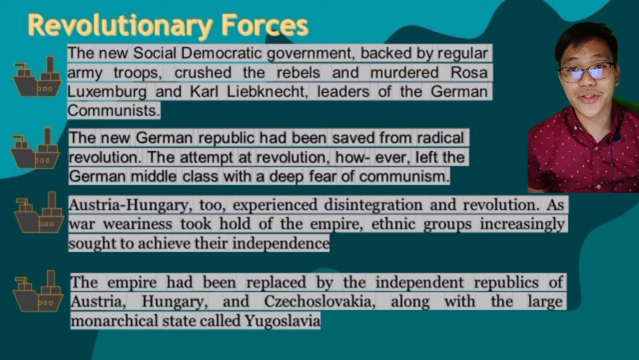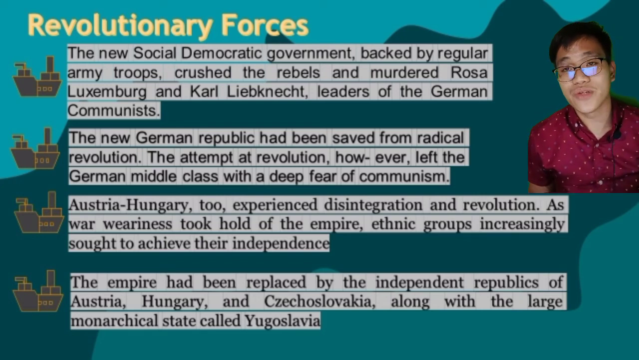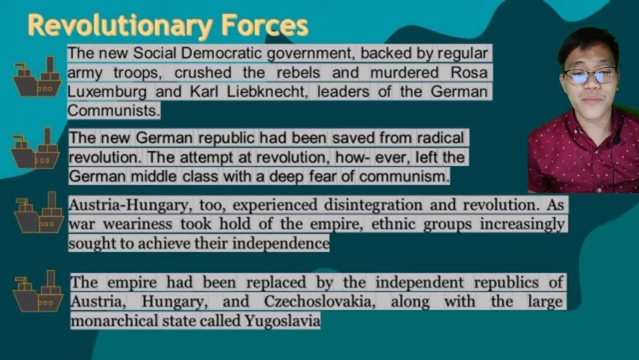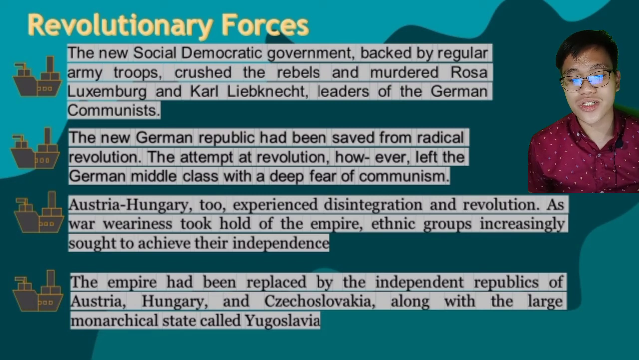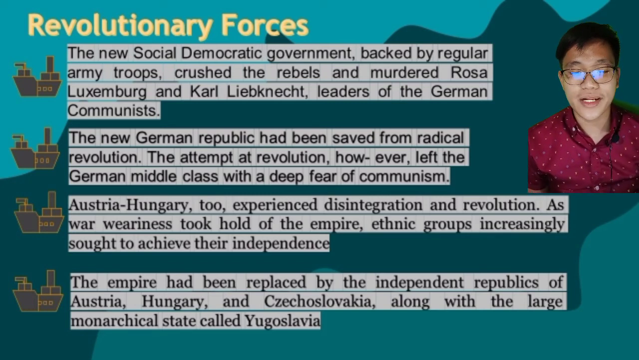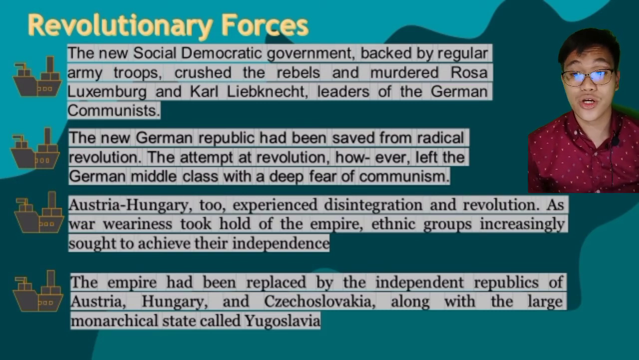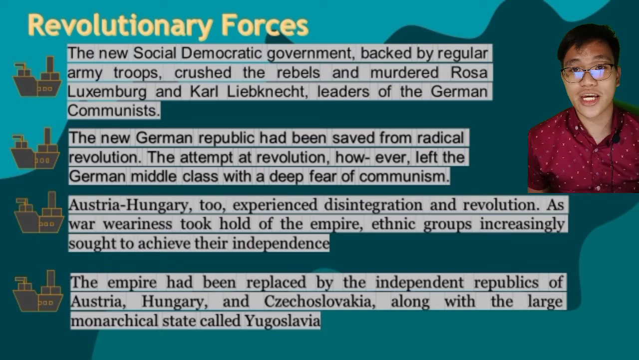Austria-Hungary too experienced disintegration and revolution. As war weariness took hold of the empire, ethnic groups increasingly sought to achieve their independence. By the time the war ended, the Austro-Hungarian Empire was no more. The empire had been replaced by the independent Republics of Austria, Hungary, and Czechoslovakia, along with the large monarchical state called Yugoslavia. Rivalries among the nations that succeeded Austria-Hungary would weaken Eastern Europe for the next 8 years.